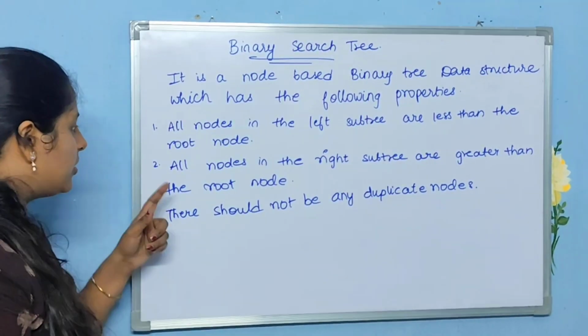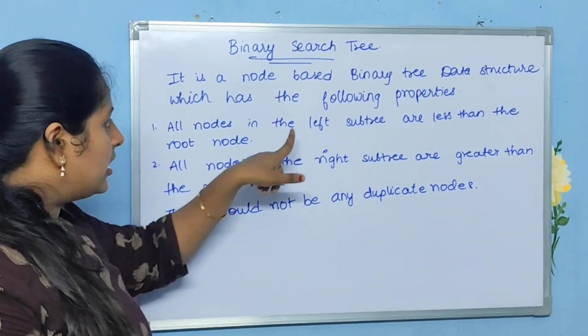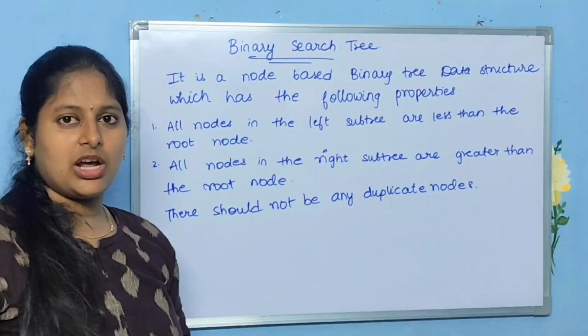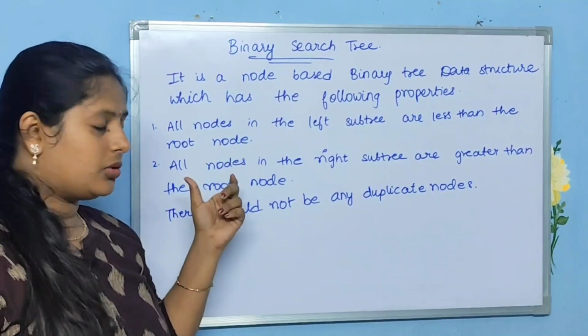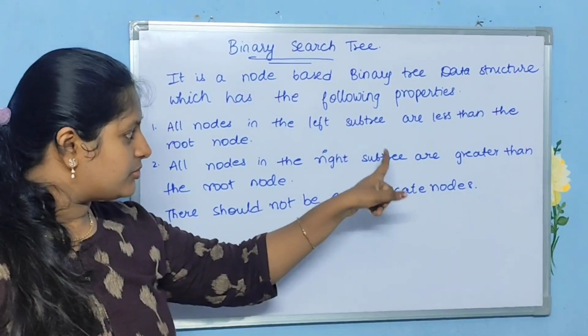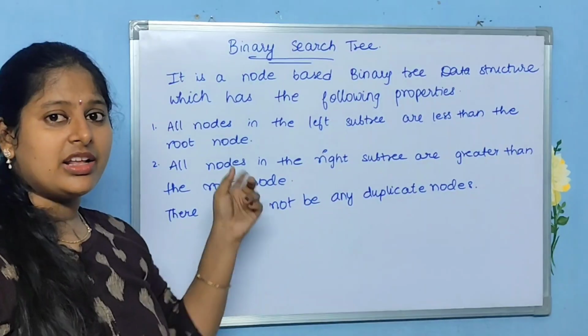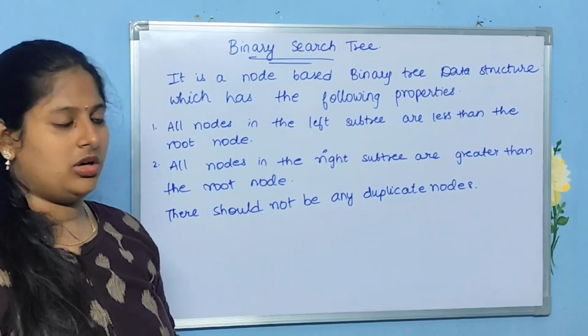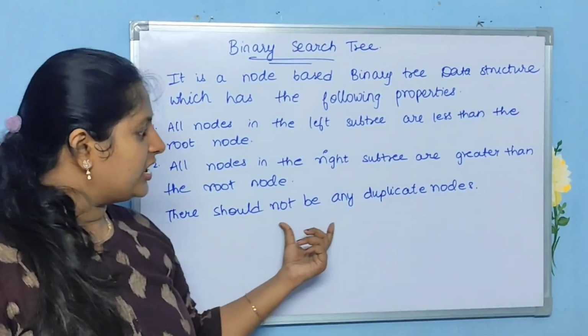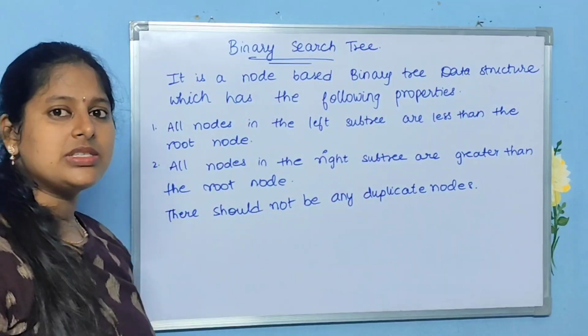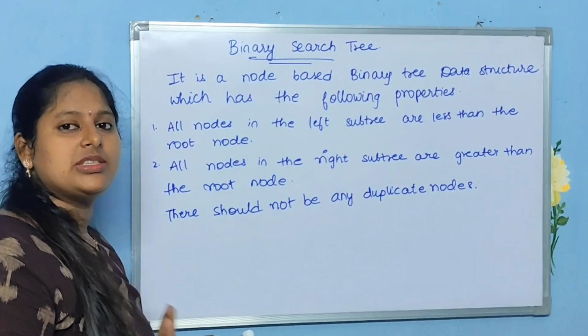All the nodes in the left subtree are less than the root node, and all the nodes in the right subtree of the root node are greater than the root node. And there should not be any duplicate nodes. Duplicate node means any two nodes cannot be the same.